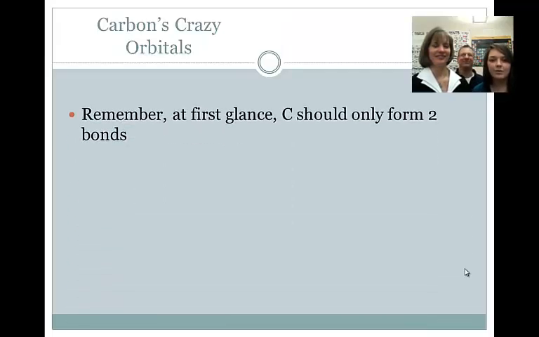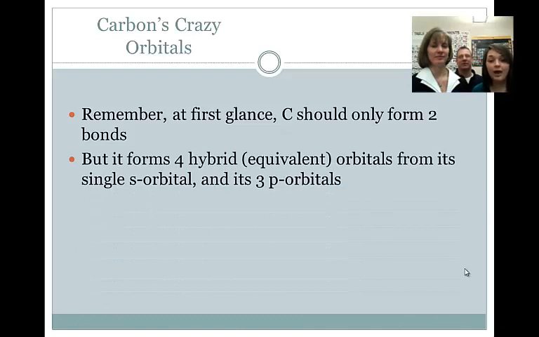First and foremost, when we talk about carbon, at first glance, we think that carbon should only be forming two bonds. But in actuality, it's going to form four of these hybrid or equivalent orbitals from that single s orbital and then three p orbitals all overlapping together. Question: why would we think it would only form two bonds?